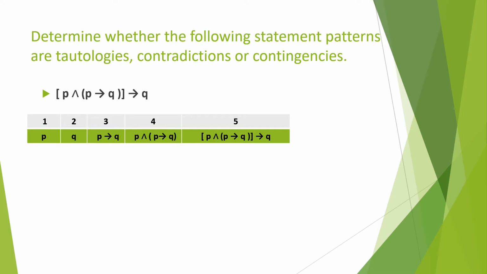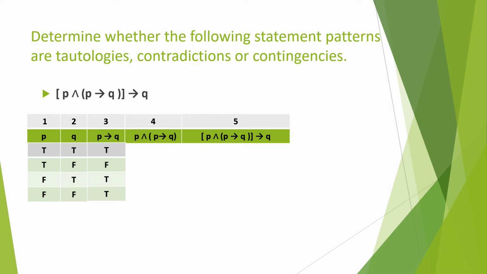So let's construct a truth table of this statement. Now P is T T F F, Q is T F T F, P implies Q. True implies true is true, true implies false is false, false implies true is true, and false implies false is true again. Only true implies false is false, otherwise the implication is true.